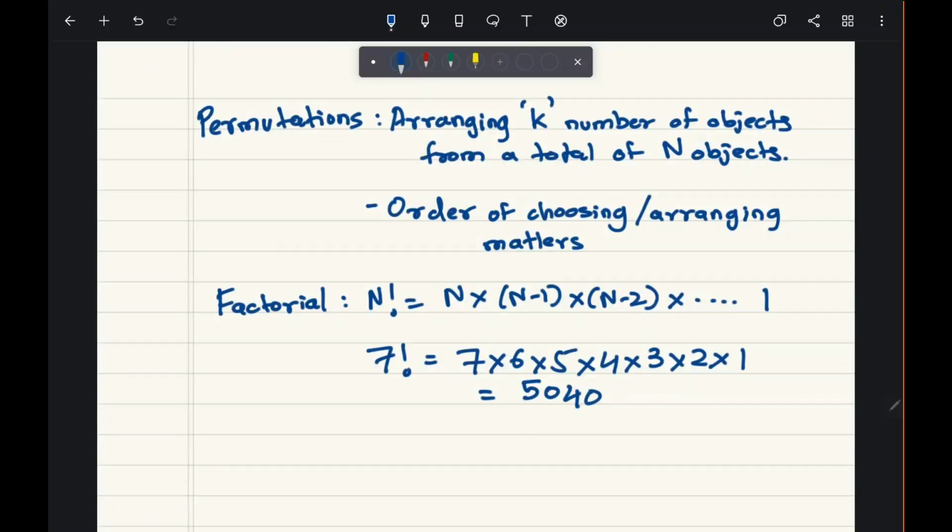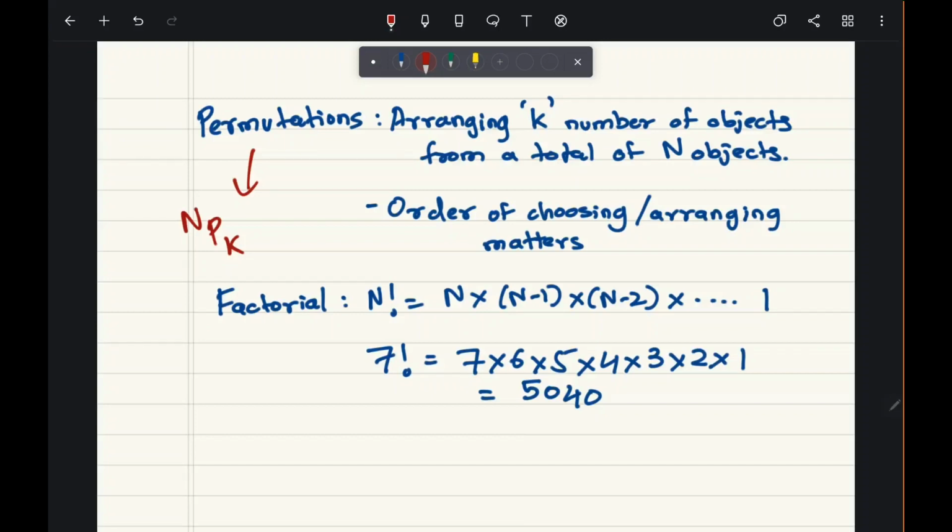So permutations is the process of arranging k objects from a total of n objects. And what is important in permutations is that the order of choosing those objects or arranging them matters. So permutations are written as nPk, and that basically means that we are choosing k objects from a total of n objects.